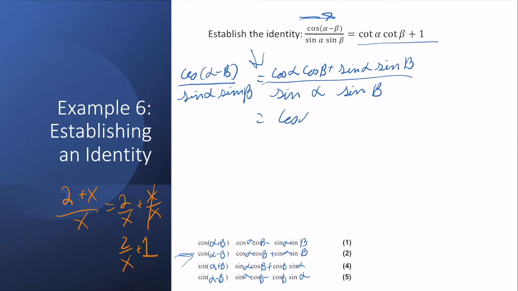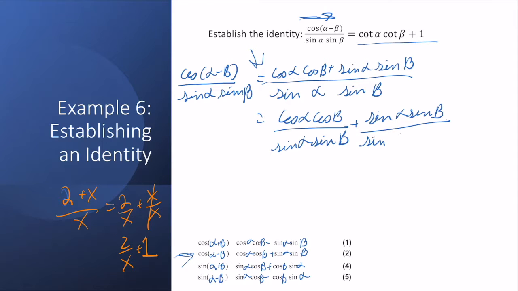I have cosine of alpha cosine beta over sine of alpha sine beta. What I'm doing is pulling this fraction apart, plus sine of alpha sine of beta over sine of alpha sine of beta. These are going to cancel out, right? And I am left with 1. So now I have cosine alpha over sine alpha, let's pull this fraction apart, times cosine beta over sine beta, plus 1.